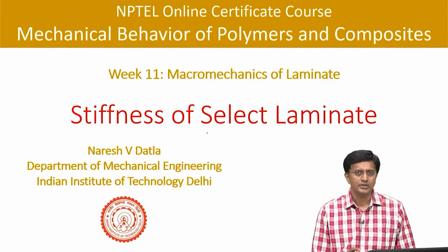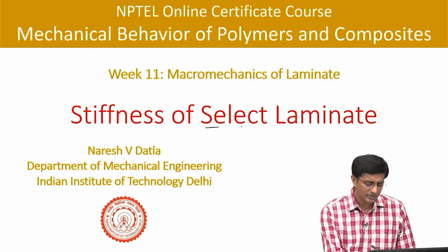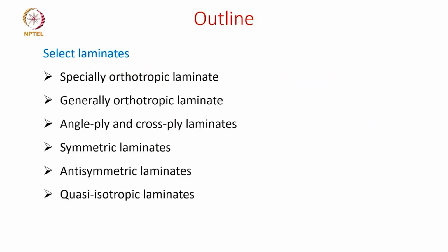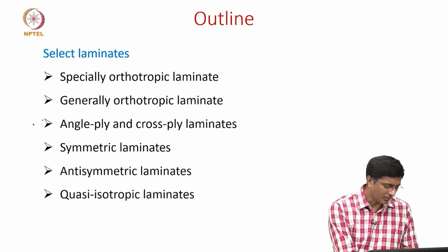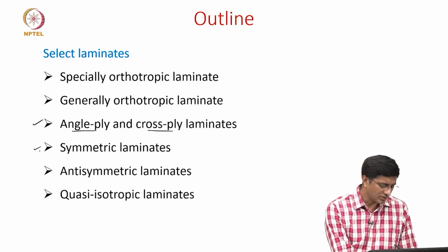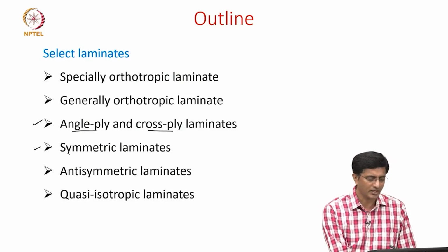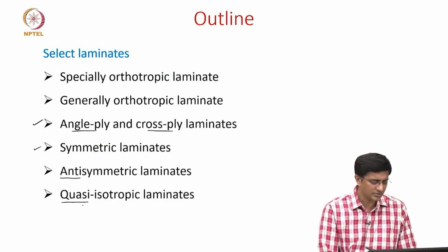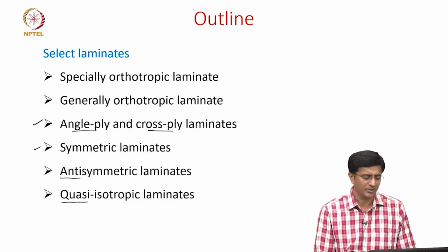Hello all. In this video we will continue our discussion on these select laminates that we started in the previous video. In the previous video we discussed special and general orthotropic laminates, and we also discussed symmetric laminates. In this video we will look at a few other laminates, starting with angle-ply and cross-ply laminates. Later we will discuss a few more details about symmetric laminates before we go to anti-symmetric, and lastly we will also discuss quasi-isotropic laminates.